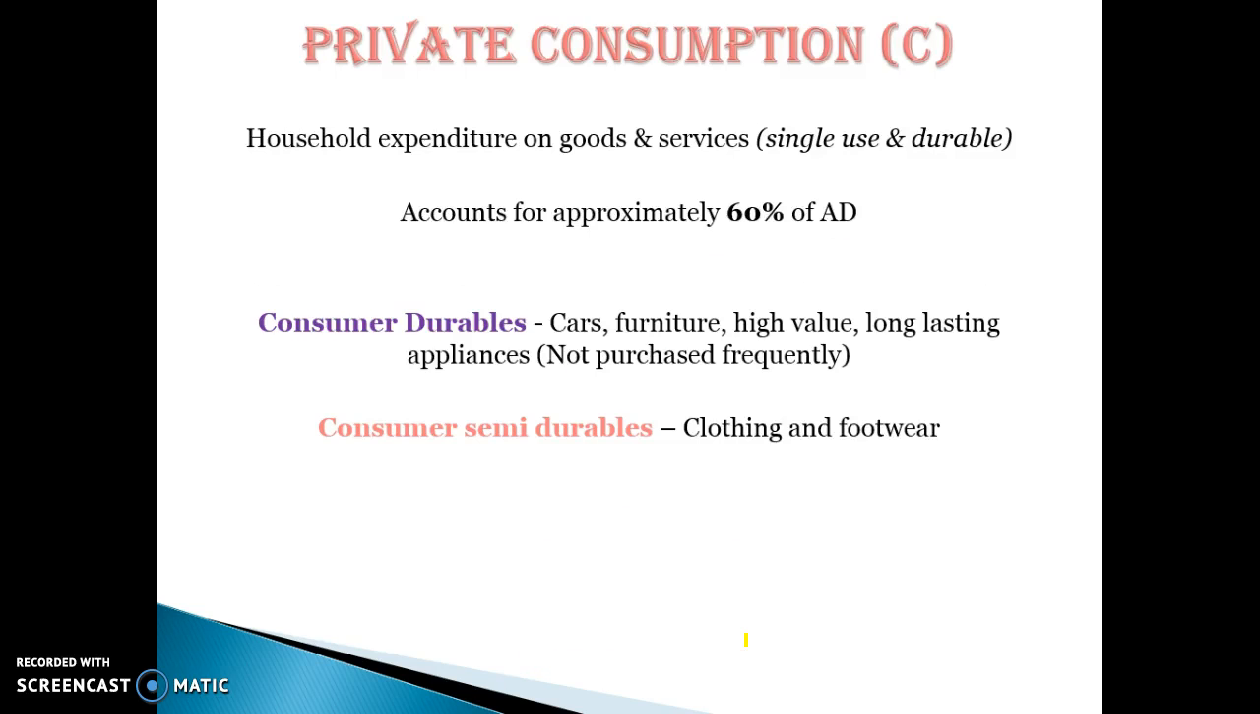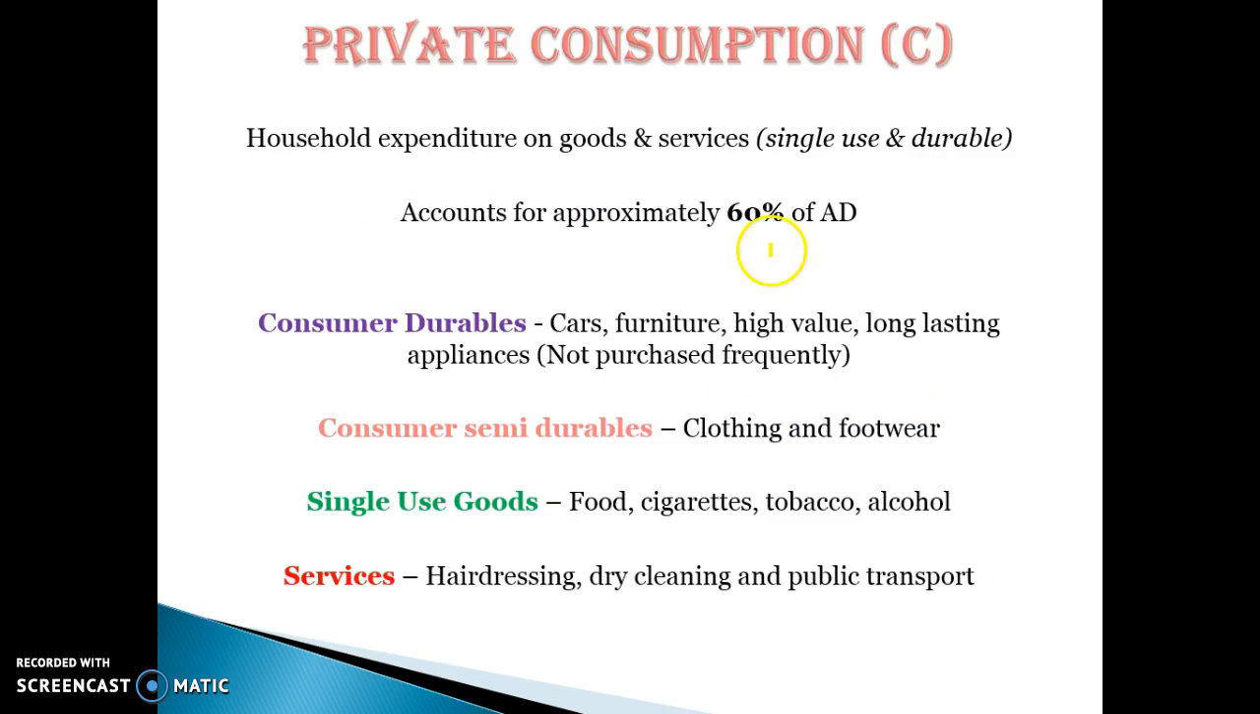Private consumption expenditure is about 60% of aggregate demand. It's the biggest component. It includes four main components. Consumer durables, which is stuff that you buy that lasts a long time. We don't purchase them frequently and they're long lasting. Cars, furniture, white goods, all of that kind of stuff.